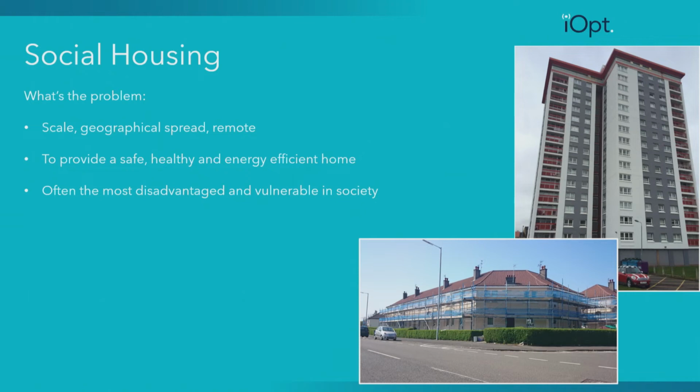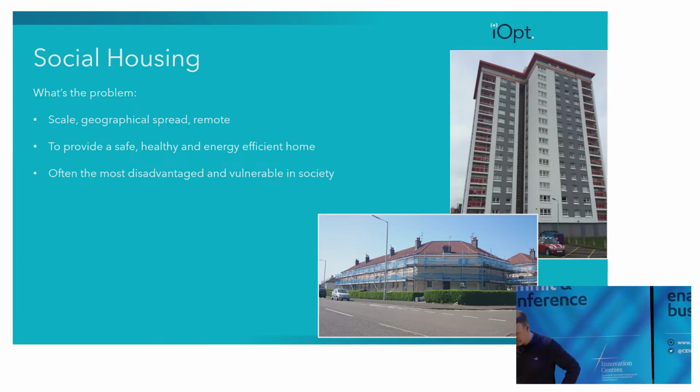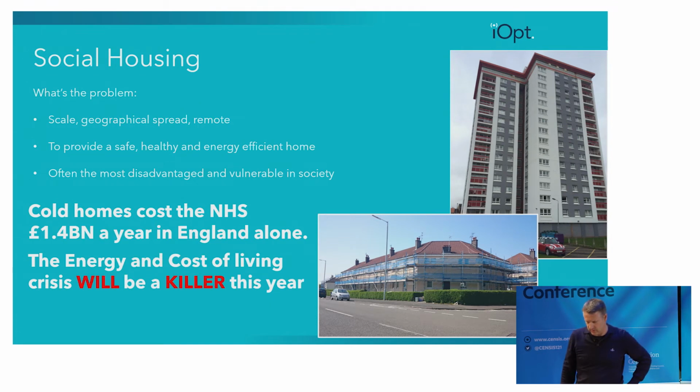Why is it a problem in social housing? Well, quite simply, scale is our customers' problem. Some of our customers own 40, 50, 60,000 properties, and they're spread all over the country, literally from Cornwall all the way up to the northeast of Scotland. So sheer scale is one of the issues they've got.